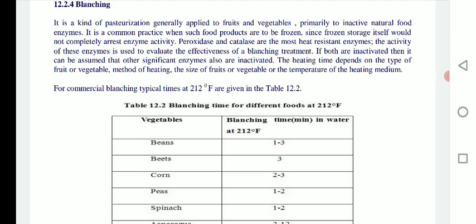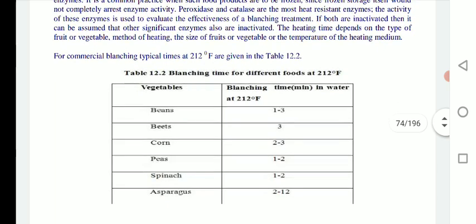So the heating time depends on the type of fruit or vegetable, the method of heating, the size of the fruit or vegetable, and the temperature of the heating medium. So these are different vegetables. Say for example beans can be treated at 212 degrees Fahrenheit for 1 to 3 minutes.